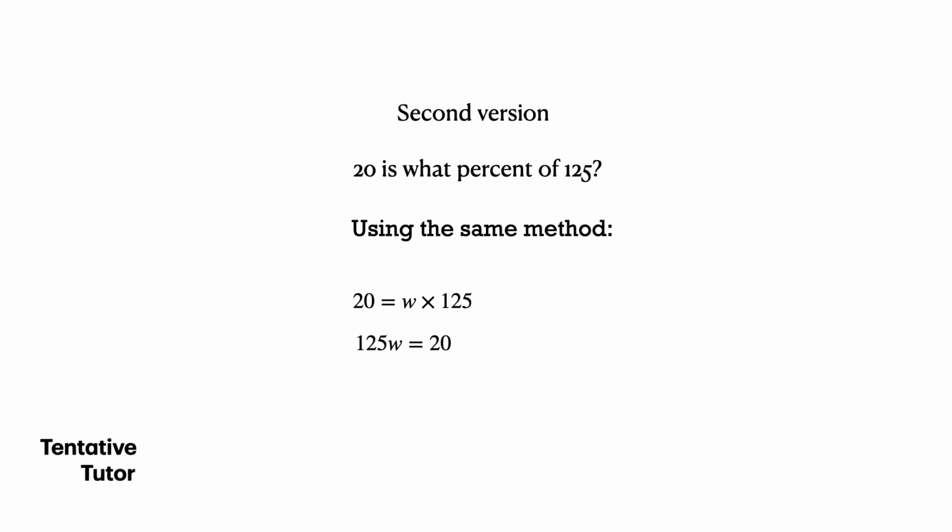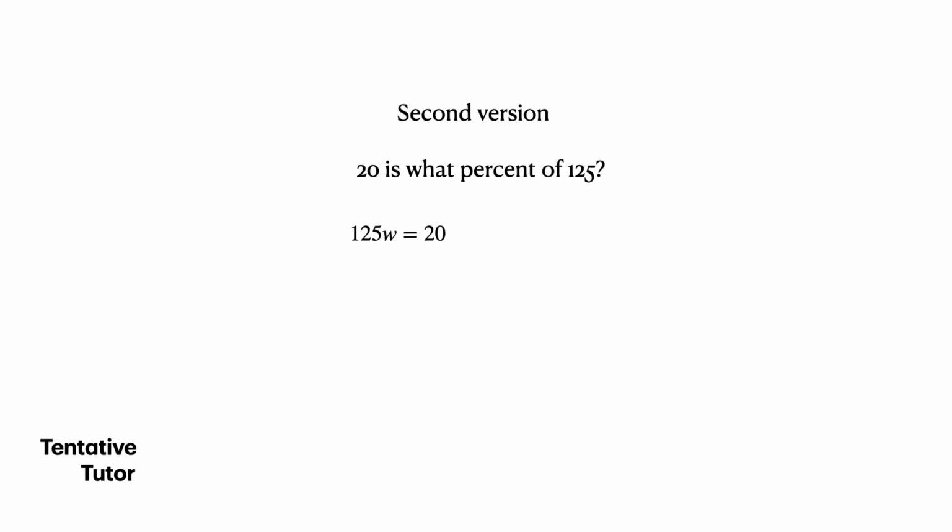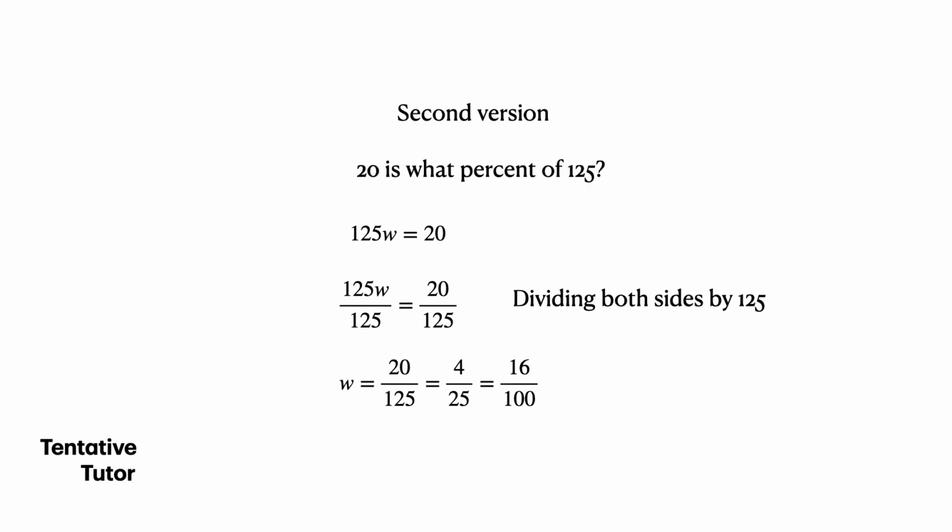We need to get W by itself. How can we solve this for W? We just divide both sides of the equation by 125. On the left we get W, and on the right we get 20 divided by 125, which simplifies to 4 over 25, or 16 over 100. So our answer is 16%.